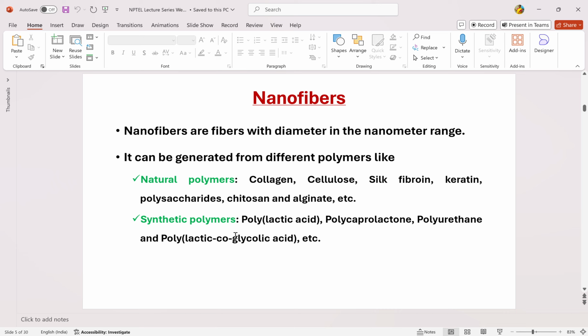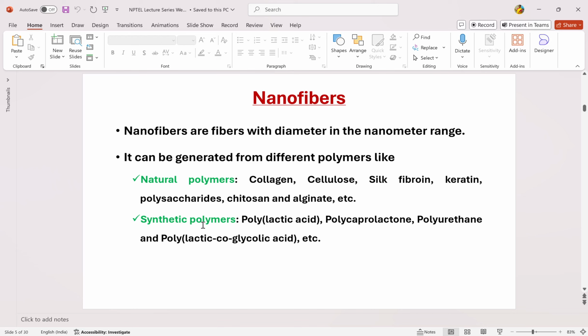If you are going for a biological application, the first thing that you should see is what kind of application it is. Suppose you have to make a scaffold on which you will grow cells. If you need to grow a particular type of cell which requires collagen or keratin for its growth, then you can use these kinds of natural polymers for your nanofiber formation.